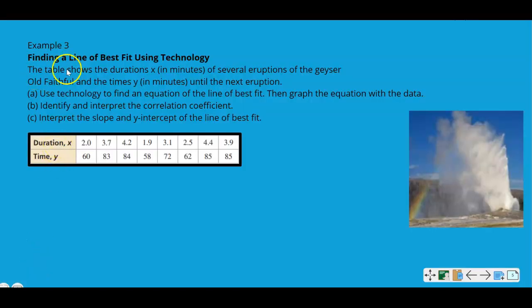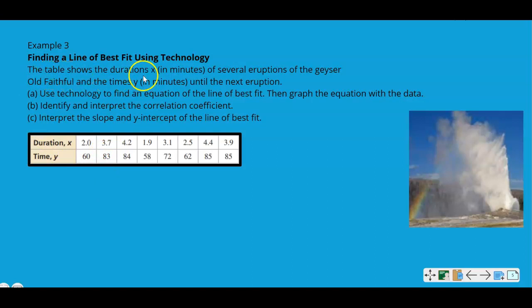All right, Example 3 says finding a line of best fit using technology. I've already shown you how to do this a couple times, so I want you to pause the video and see how much of this you can do on your own, and then you can come back and see if you did it correctly.